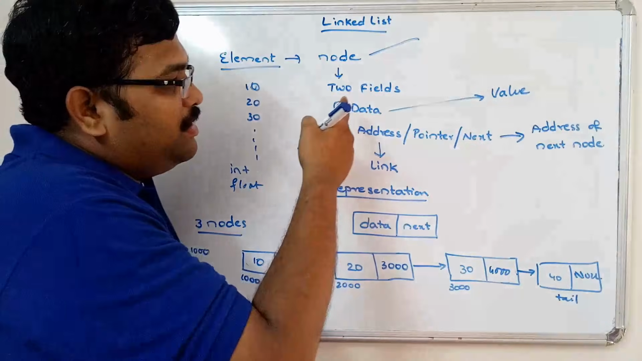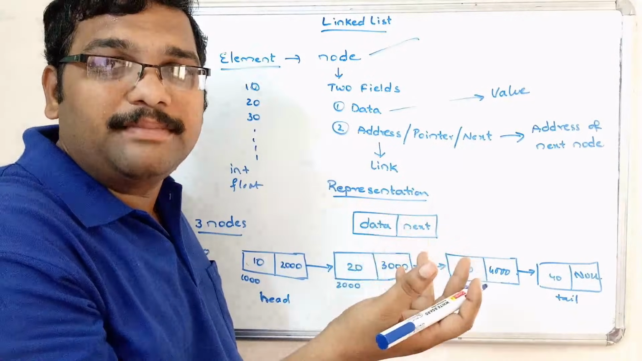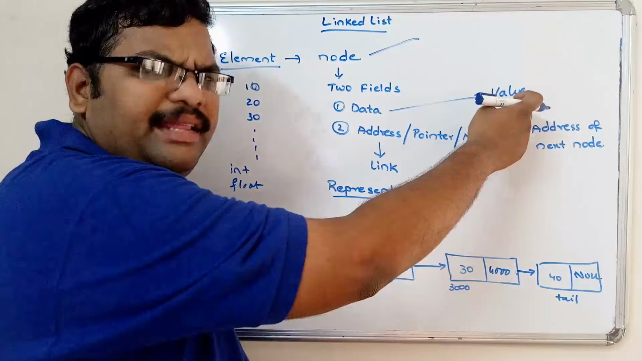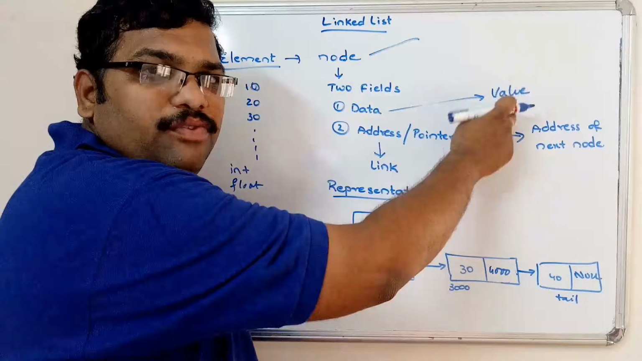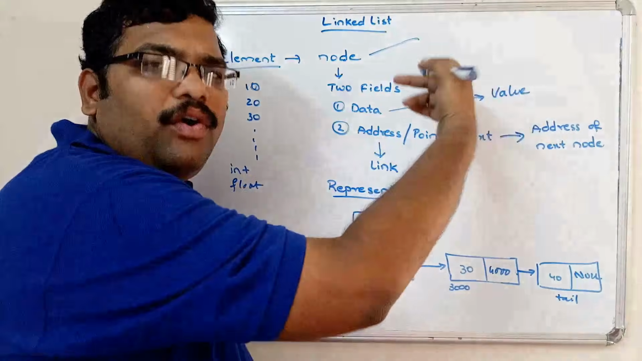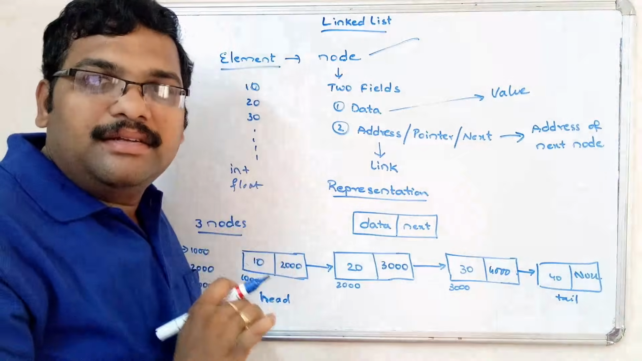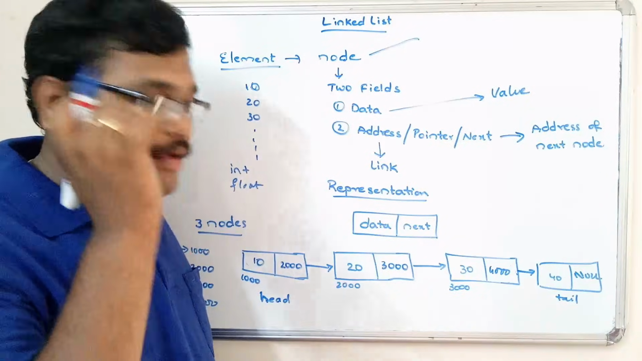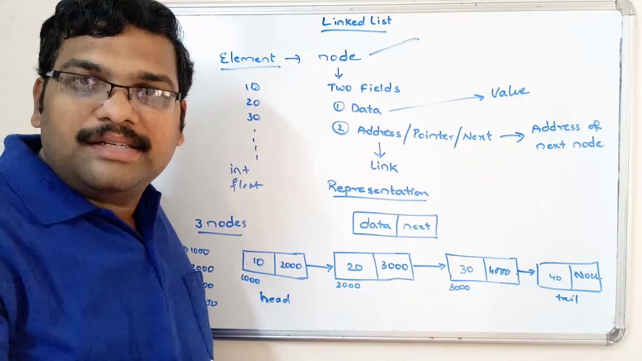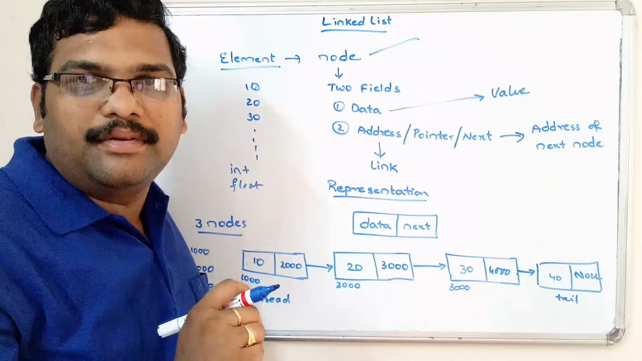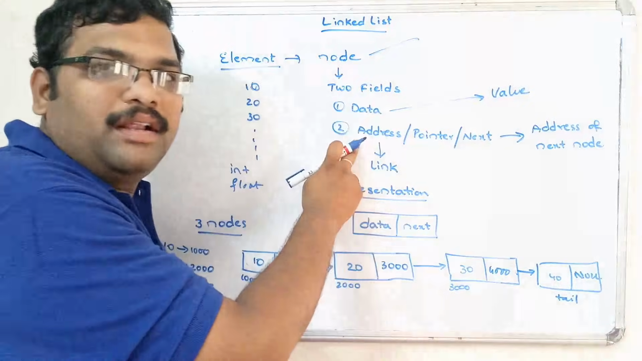We need a data structure which can accept multiple elements of different data types. Here the data can be anything, that means any data type, right? It can be integer, float, character or a string, whatever it may be. The second one is purely an address. In order to store the address, we have to create a pointer. So this is a normal primitive data type, and this is a pointer variable.